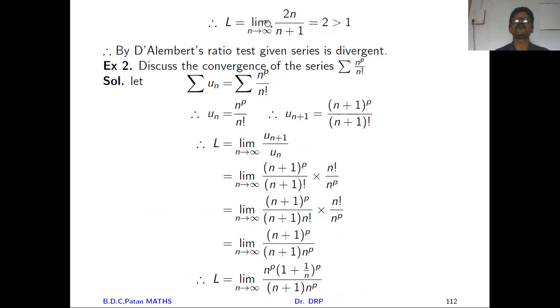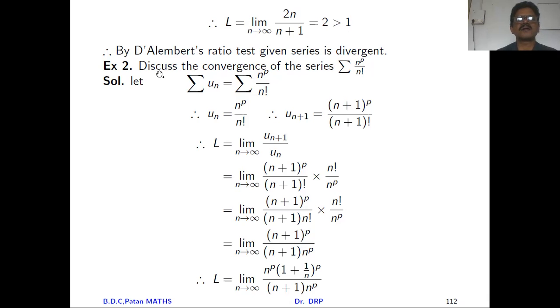And if we divide numerator and denominator by n, you will get L equal to the limit as n tends to infinity of 2 divided by 1 plus 1 upon n. If you take the limit as n tends to infinity, you will get it to be 2, which is greater than 1. So by D'Alembert's ratio test, what do we say? We say the given series is divergent.